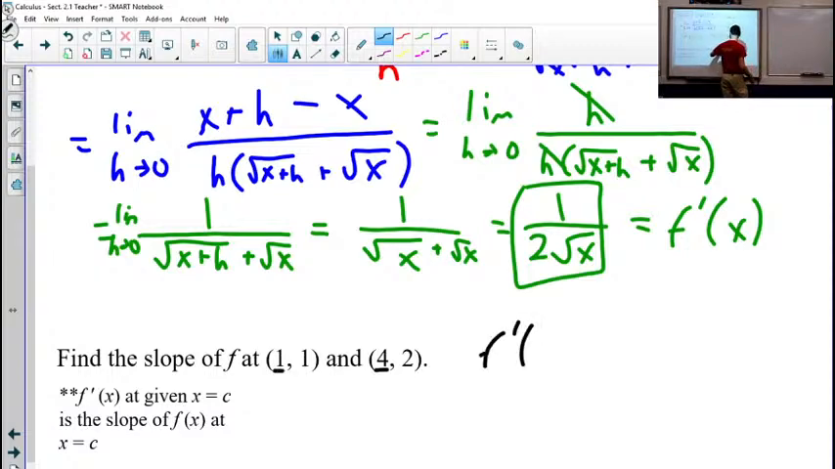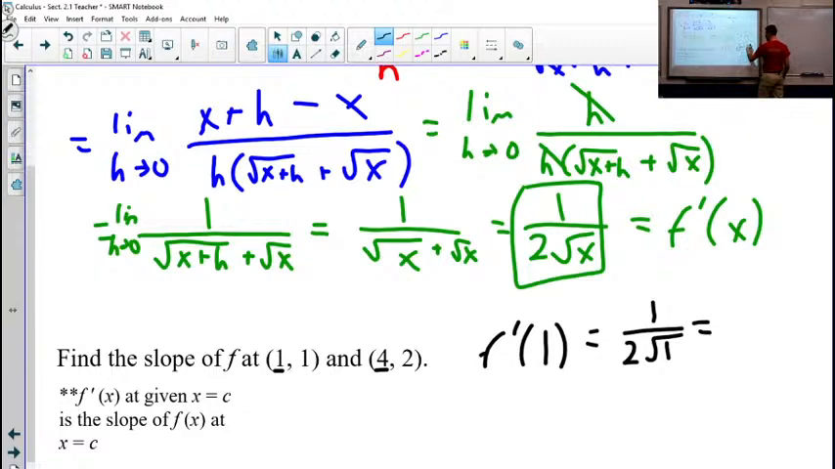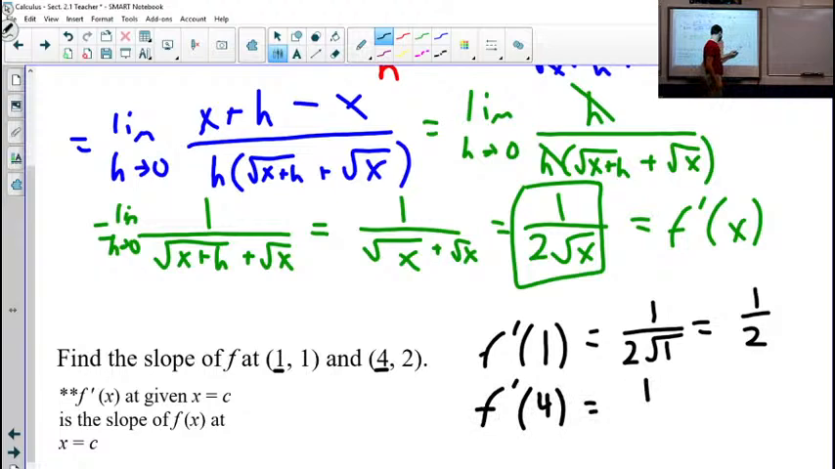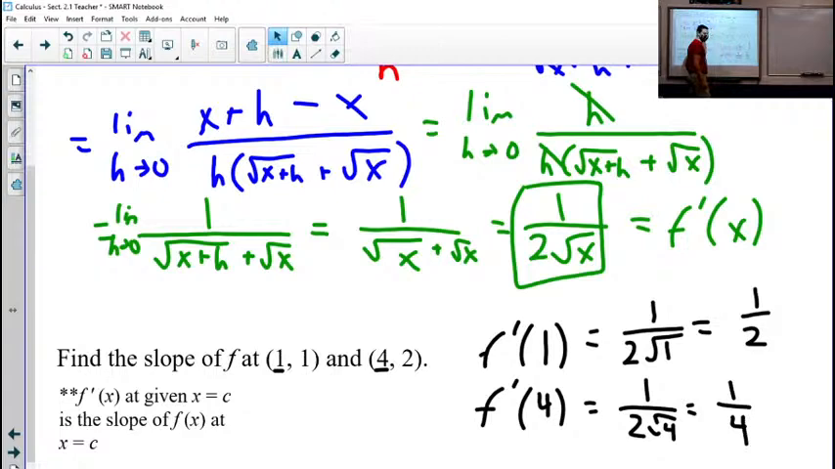So f prime of 1 is going to be 1 over 2 times the square root of 1. The square root of 1 is 1, so that's 1/2. So the slope at 1 is 1/2. Then f prime of 4 is 1 over 2 square root of 4. The square root of 4 is 2, and 1 over 2 times 2 is 1/4. Done.